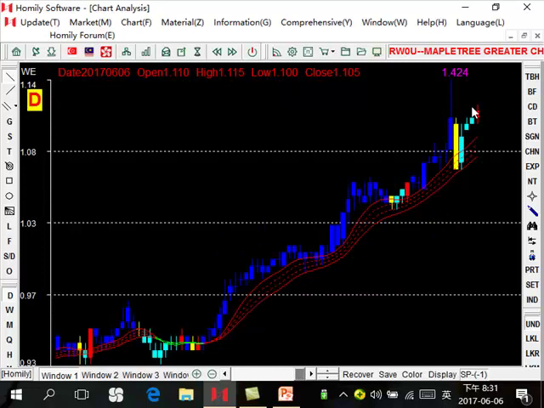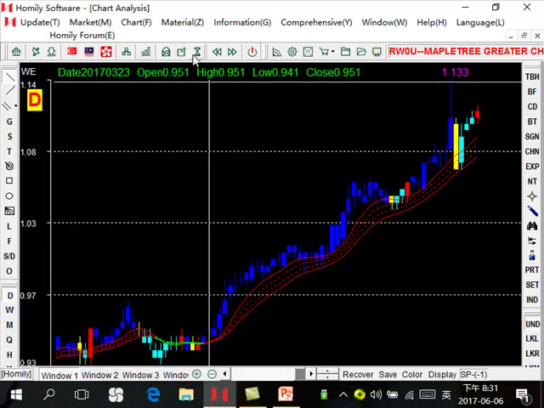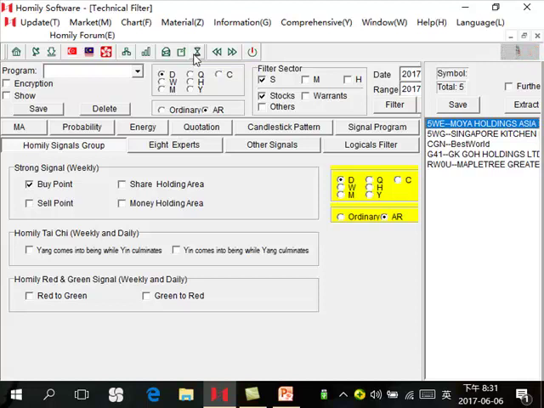So you can use these two filter methods. The first one, the accuracy is higher than the second filter method. It's up to you. You just follow it. That's all.